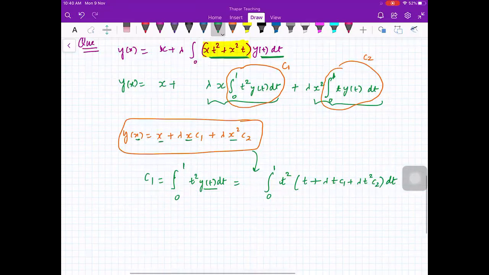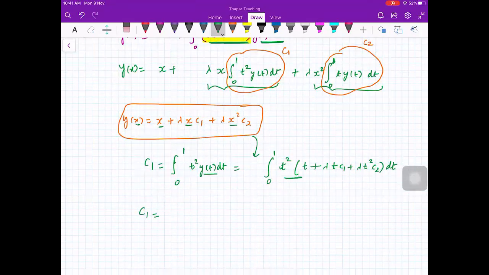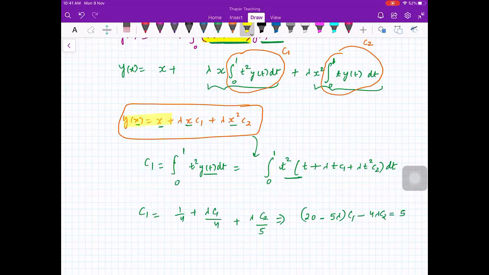So you'll get C1 is equal to, from here you have t cube, so t to the 4 by 4, 1 by 4, 0 to 1 is the limit of integration, plus lambda. Here you will get C1 by 4, and here you will get lambda C2 by 5. So this will give you one equation. You just manipulate the things. You will get (20 minus 5 lambda) C1 minus 4 lambda C2 equal to 5. So the idea is this value, when you put it in C1, you will get one equation in C1 and C2. Okay. Now you put this value again in C2.